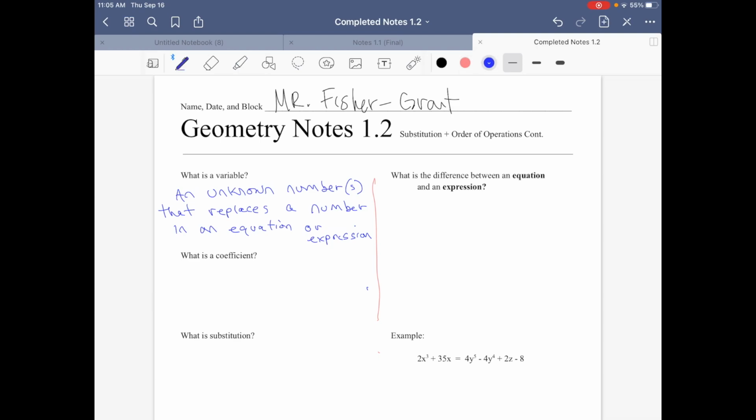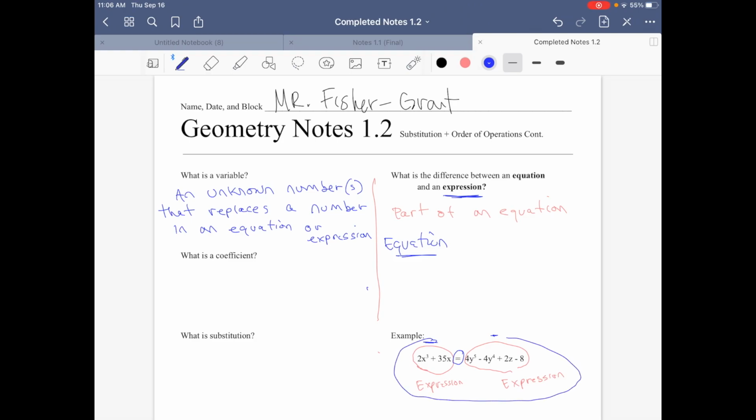So an expression is going to be part, so I think of it as one side of an equation. So this here, this is an expression, right? And then the other side is also an expression. It becomes an equation when we set one expression equal to the other, right? These two things are equal to each other.